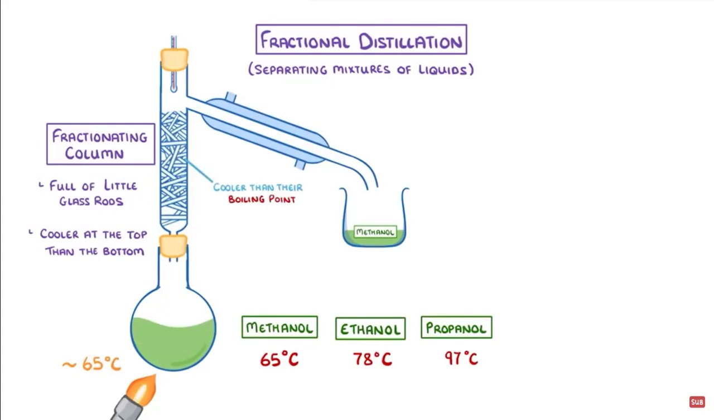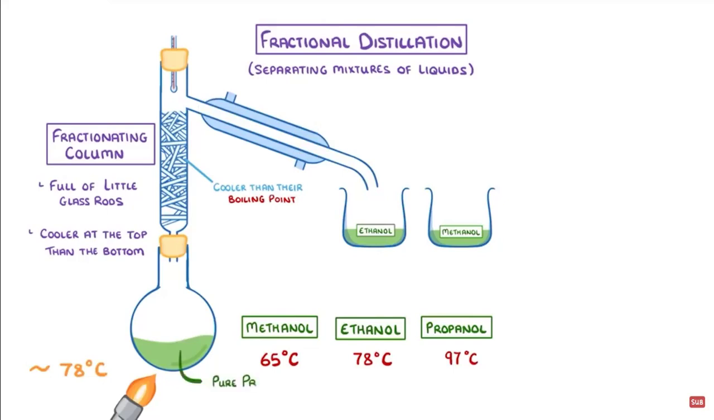The next step would be to do the same thing all over again for ethanol, by raising the temperature to around 78 degrees Celsius, which would allow us to evaporate off the ethanol. At this point, all that should be left is the propanol. So we could just assume that what we have in the flask is pure propanol. Or we could raise the temperature again to boil off the propanol, just to make sure.